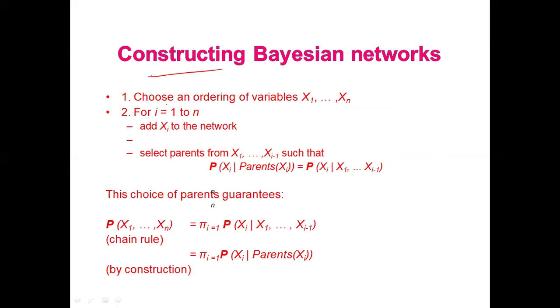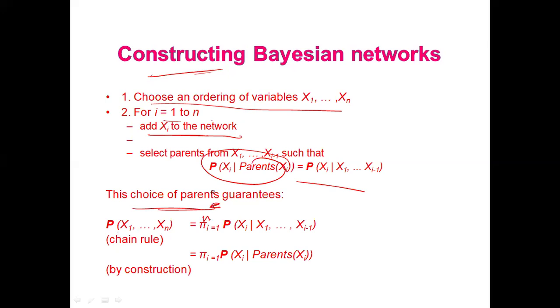So how to construct the Bayesian network? We choose the nodes x1, x2 up to xn, for i equal to 1 to n, and add xi into the network. Select the parents and we write the probability of xi given x1 up to xi minus 1. So P(x1 up to xn) is the product for i equal to 1 to n of P(xi given x1 up to xi minus 1). This rule is called the chain rule. So we have to write like this.